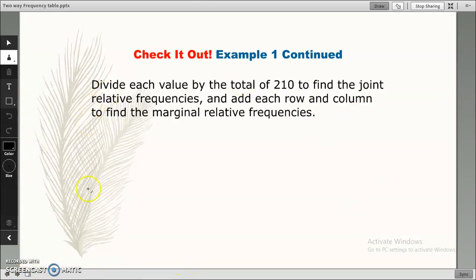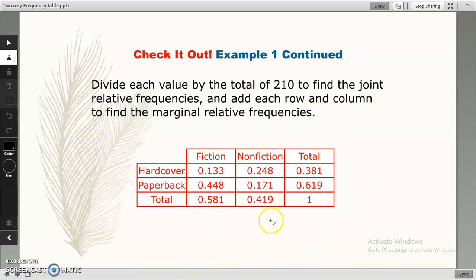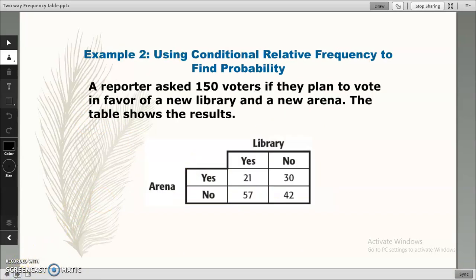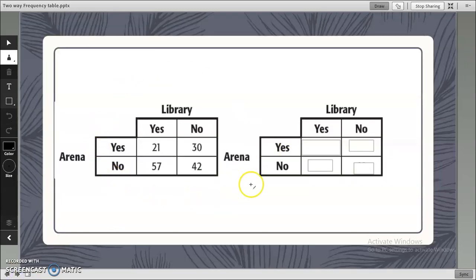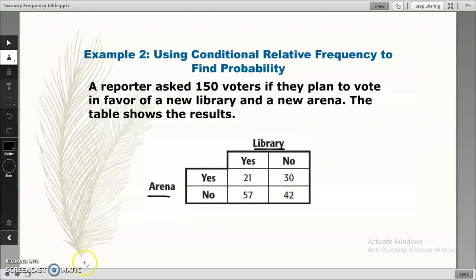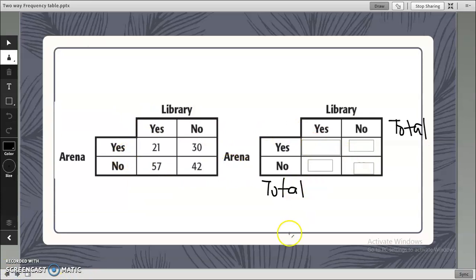Alright, so we did this, and this is what our table looked like when we did it. Alright, next one, it says a reporter asked 150 voters if they plan to vote in favor of a new library and a new arena. The table shows the results. So here are the people who voted for the arena, and here are the people that voted for the library. Again, the only thing that I'm missing is the total. They told me the total amount of people, it was 150 voters. So each value will be divided by 150.